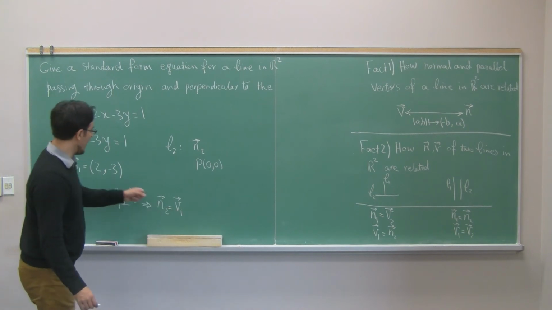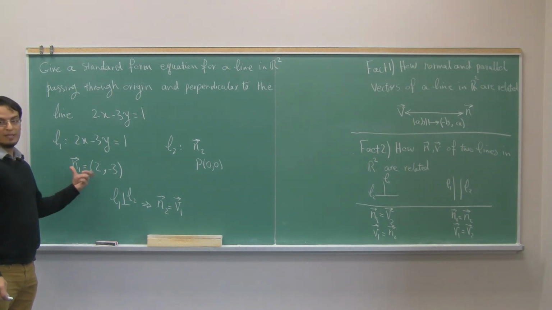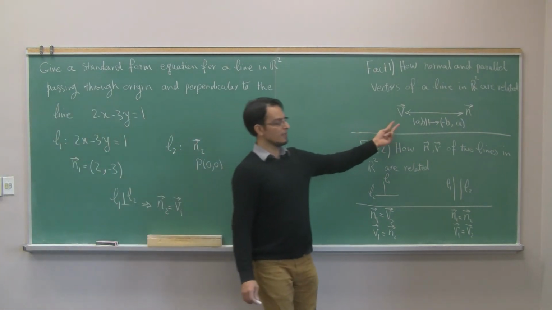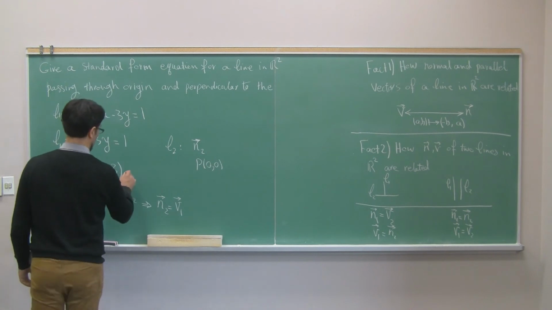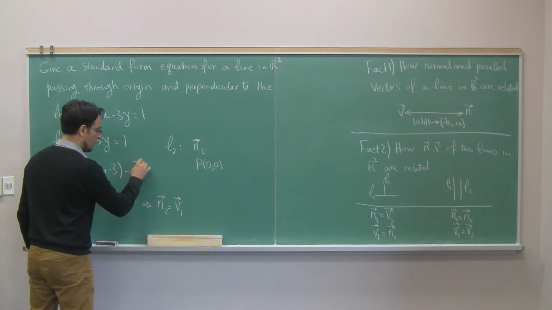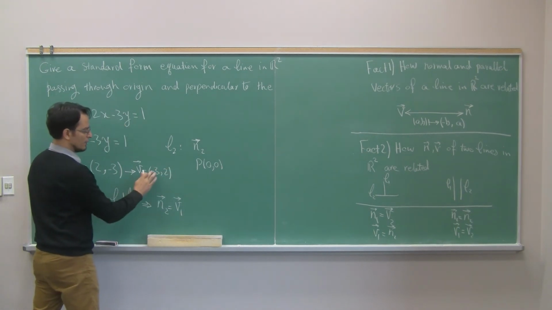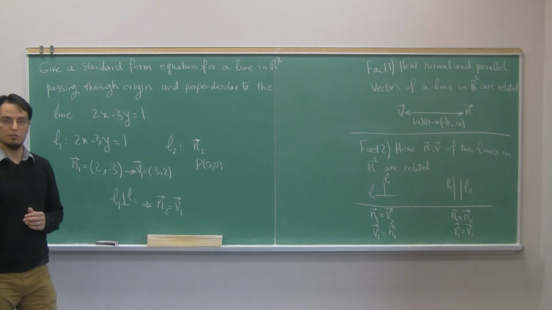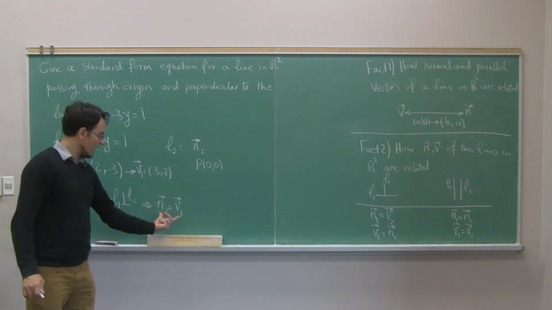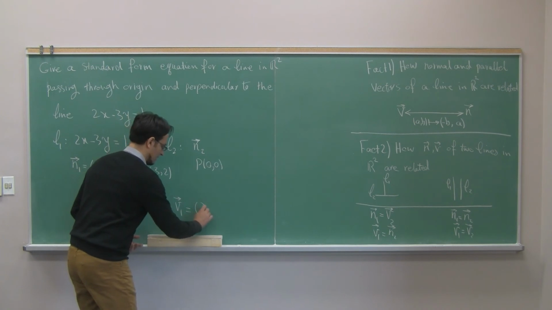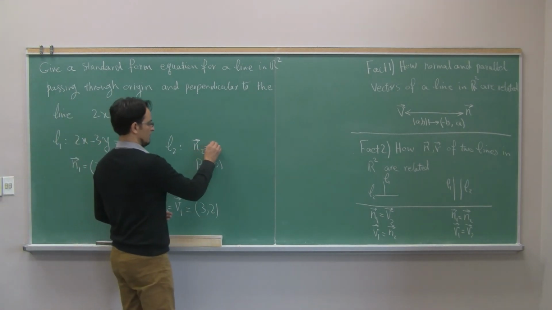That means I need parallel vector of the first line. I have normal vector. How can I get parallel vector? This is how you can do that. Flip the components, change one of the signs. So V1 is going to switch them, so -3, 2, change one of the signs. I'll change the first one, 3, 2. So now I have parallel vector of the first one, and by this fact, then I know that I have normal for this. So I write it here, 3, 2.